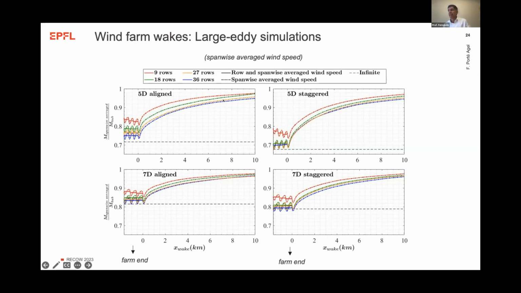But you will reach something that is almost an asymptotic behavior, of what you would have if your wind farm were infinite, and then you cut it and have a farm wake. That's an interesting observation. Also, if you go from aligned to staggered, the wake loses more velocity. And there is also an effect of the density: the higher the density, the more reduction, which makes sense.